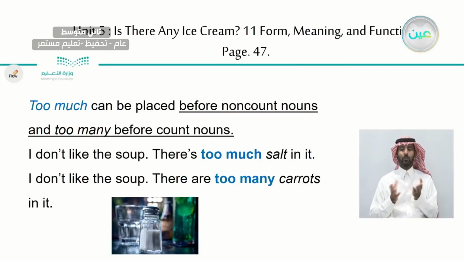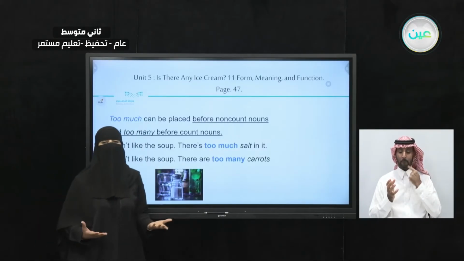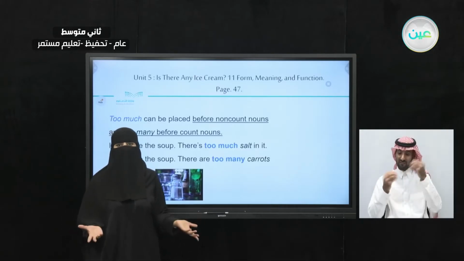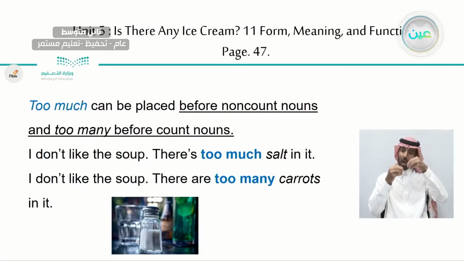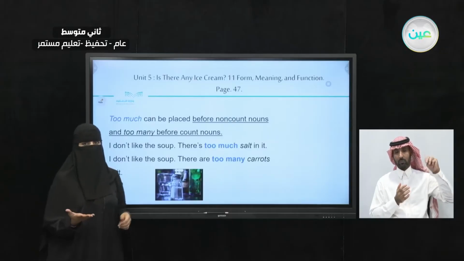Now, let's take a look here. So, too much can be placed before non-count nouns and too many before count nouns. So here we have too much and too many. Too much before non-count nouns, too many before count nouns. Now, you have this information, but how can we have it in a sentence? What is it going to look like? So it's going to look like this. I don't like the soup. There's too much salt in it. Too much salt in it.